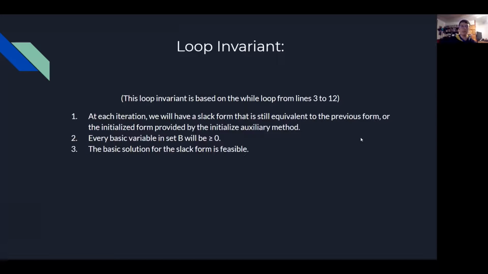So for our loop invariant, this is based on the while loop from lines 3 to 12. At each iteration, we will have a slack form that is still equivalent to the previous one, or equivalent to the initialized one provided by the initialize auxiliary method. 2, we will have every basic variable in set B be non-negative, which is just greater than or equal to 0 in this case. And 3, the basic solution for the slack form is feasible.